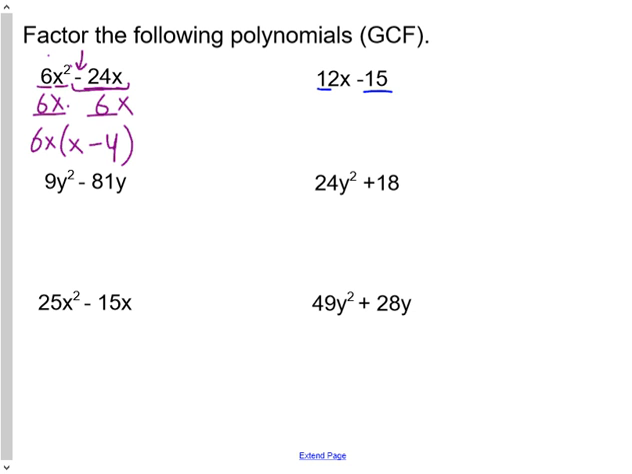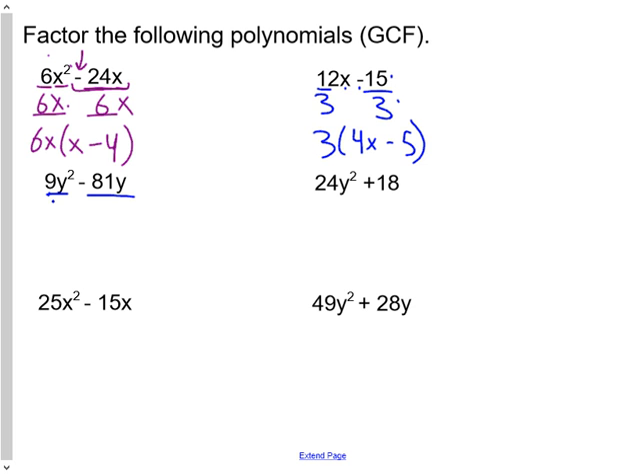12 and 15, they both are multiples of 3. So divided by 3, we only have one x, so nothing can come out there. And so 12 divided by 3 is 4, and then the x comes with. 15 divided by 3 is 5, and it's minus, so the minus comes with. And there's our answer.